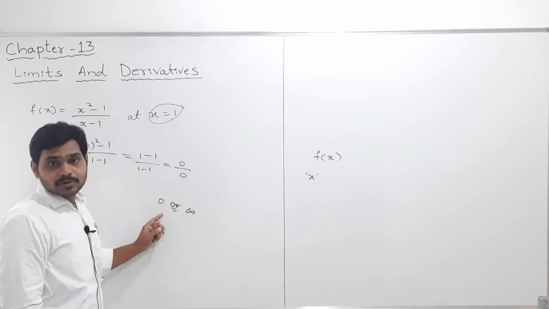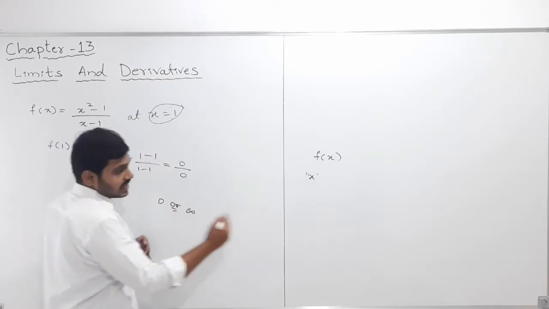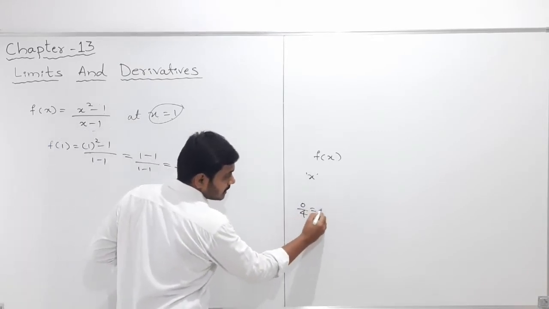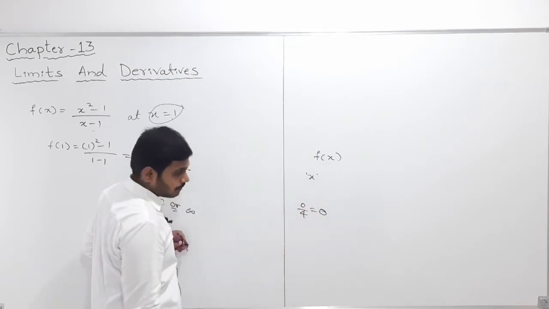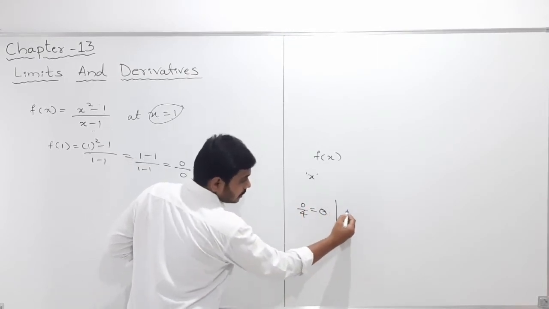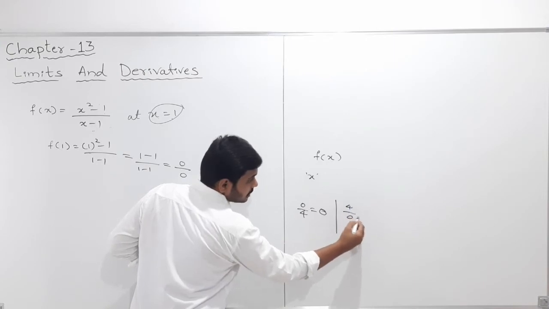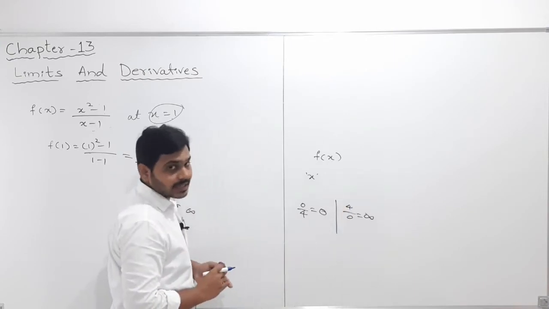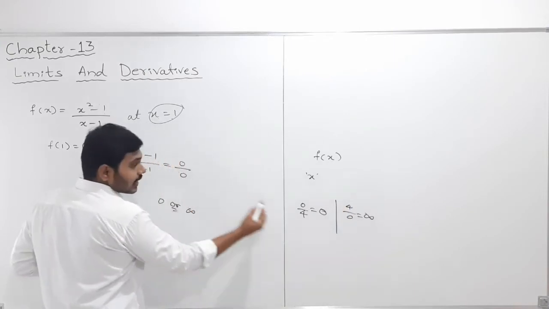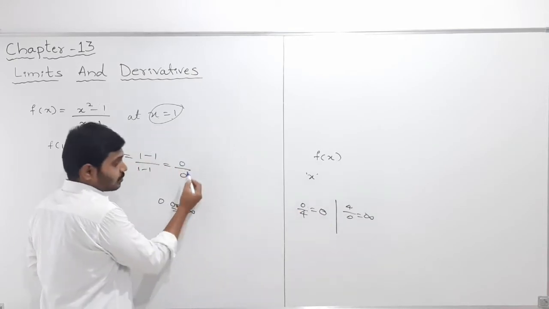Both the values are possible. Suppose if I have 0 divided by 4, I can directly write this value as 0. Suppose I have 4 divided by 0, then I can write it as infinity. Clear? But both these cases are possible here.